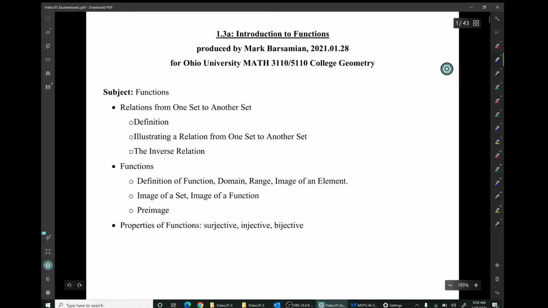Hi, I'm Mark Barsamian. In this video, I'll be discussing an introduction to functions and properties of functions. I'll actually start by discussing relations some more. I'll introduce what are called relations from one set to another set, and then we'll begin our discussion of functions. And then finally, I'll discuss properties of functions: surjective, injective, and bijective properties.